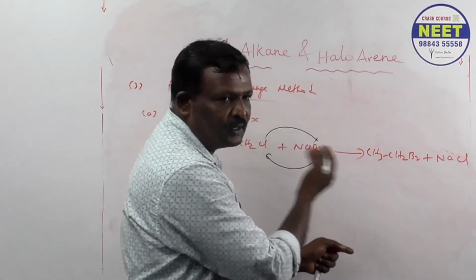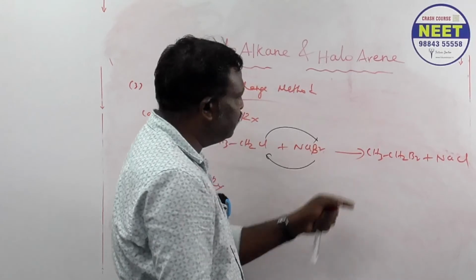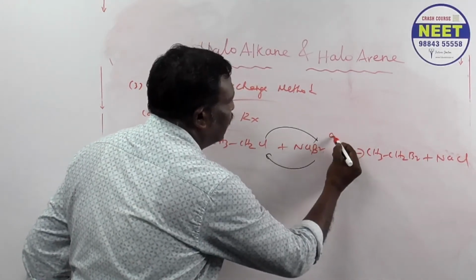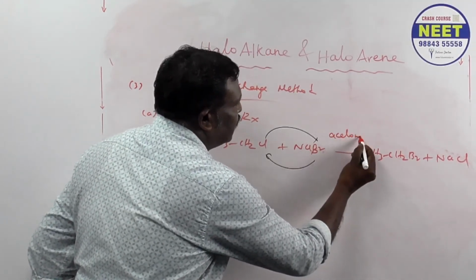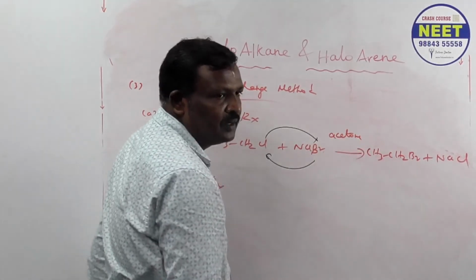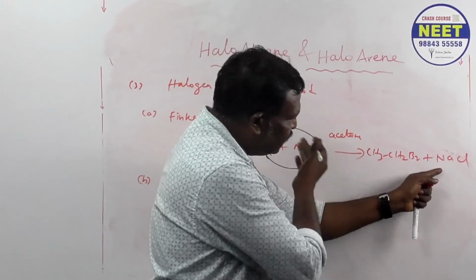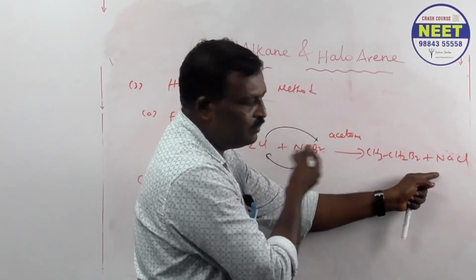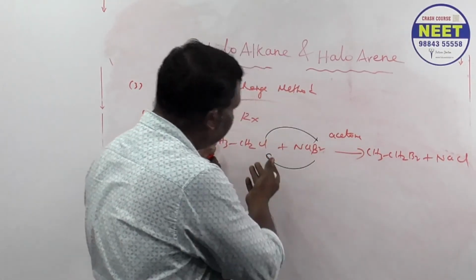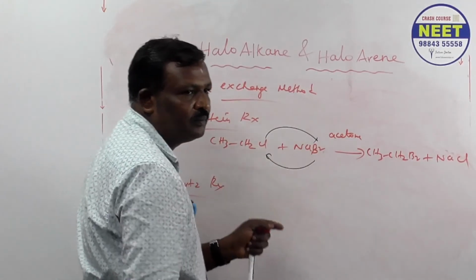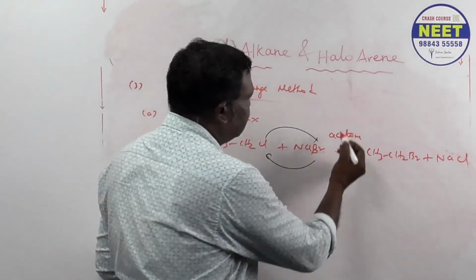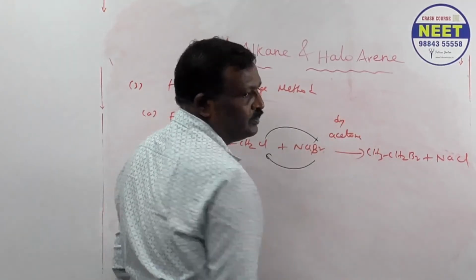Sometimes it will come back. There is a chance to come back, because halogen exchange takes place again. Then we use acetone. Acetone is a solvent. When NaCl is dissolved in the solvent, there is no chance to come back. The reaction will not form this one again. You have to mention dry acetone.